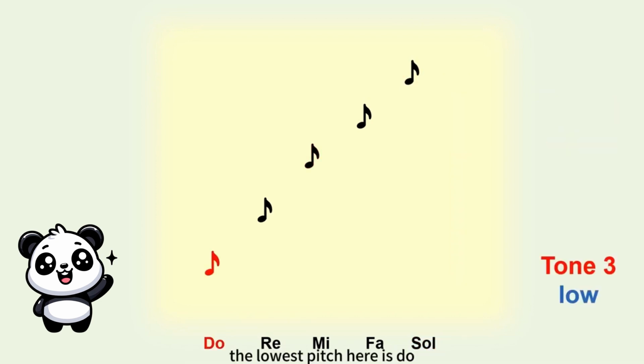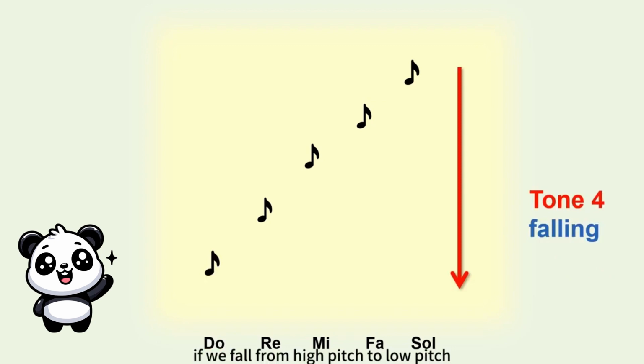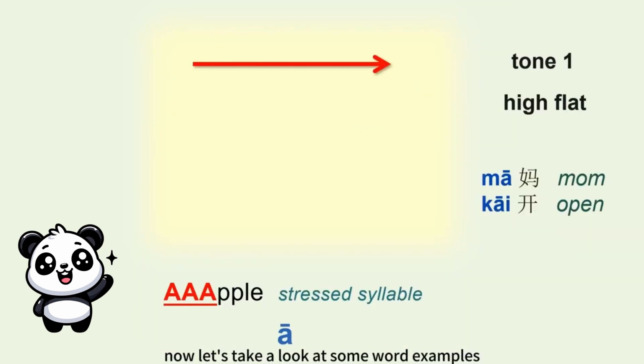The lowest pitch here is do. It's similar to the third low tone. If we fall from high pitch to low pitch, it's similar to the fourth falling tone. Now let's take a look at some word examples. The stressed syllable in an English word usually has a higher pitch than other syllables.